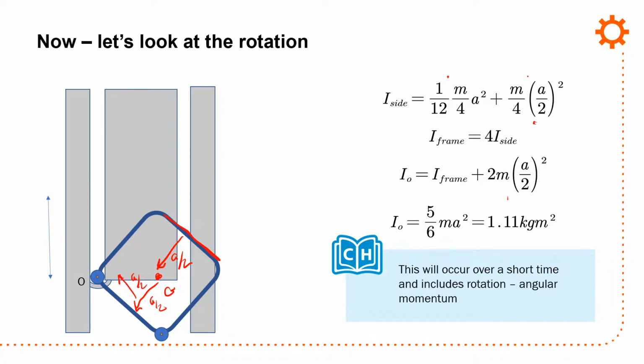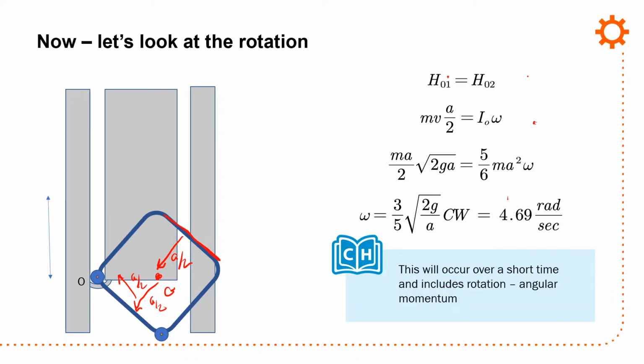Short time, rotation, angular momentum. This is how I know this is that kind of problem. So the initial angular momentum equals the final angular momentum. It occurs over short time. So the argument is that there's T1, T2 is 0, and so any impulse would be 0. You then have the linear term, which was the linear momentum mv, acting over a moment arm a over 2, and then you have I naught omega, and you can calculate all that, and you end up with 4.69 rads per second.